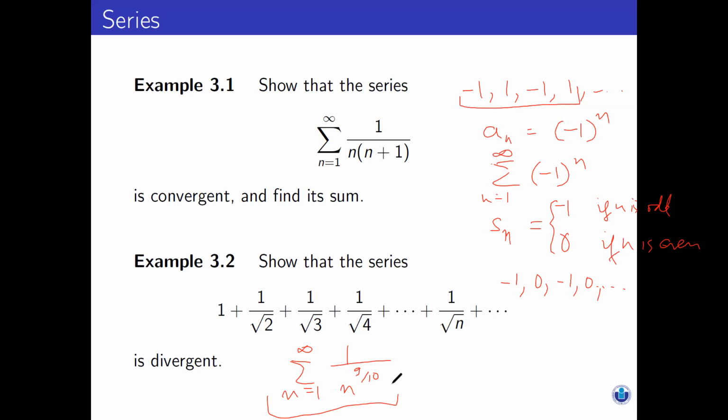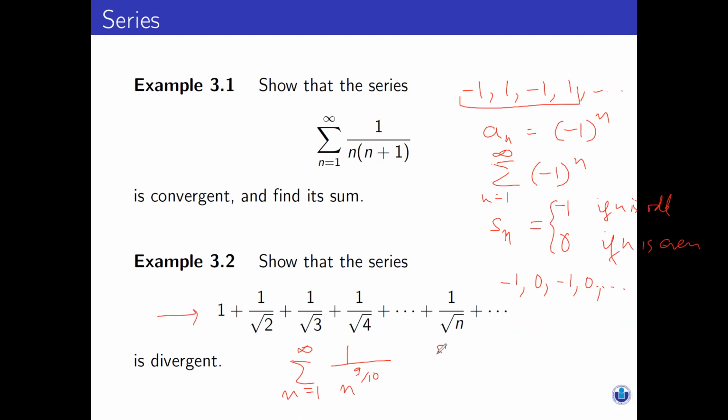Well, if you compare with 1 over n, then you have to show that this one diverges. Right? Can you show that this series diverges? Okay, so we're going to look at this later on. For now, what I want is to imitate the proof from before for this series here.